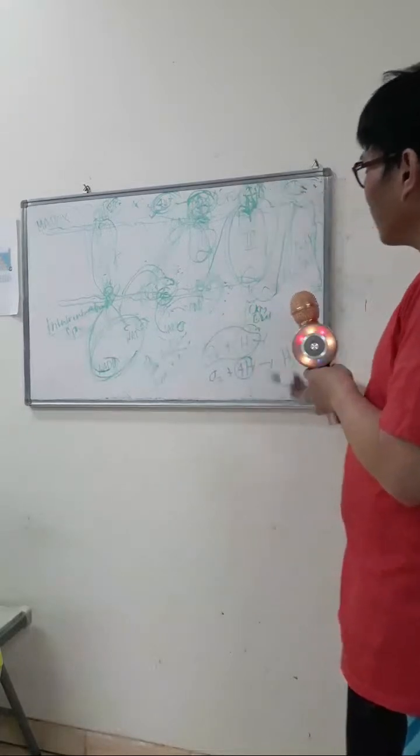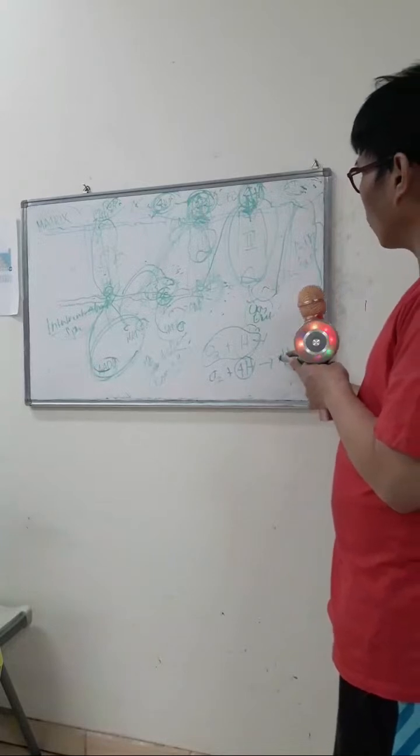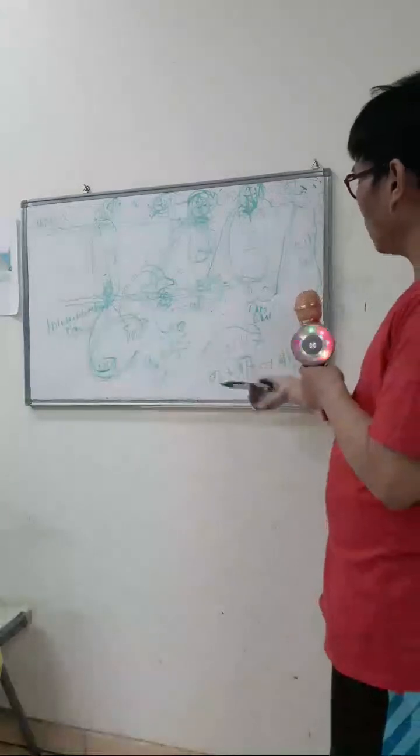Then balance the chemical reaction. 2 moles of H2, 4 hydrogen, 4 hydrogen, it's automatically balanced. You get the point? So, oxygen gas plus hydrogen is equal to water.